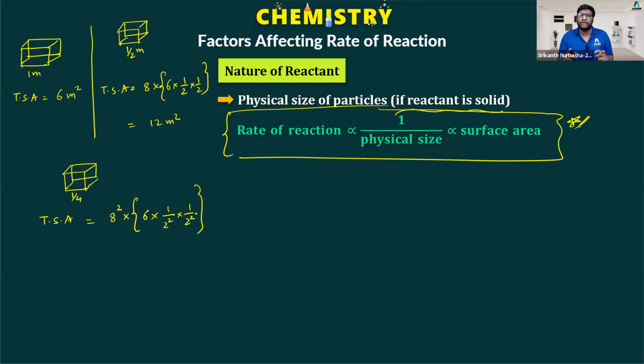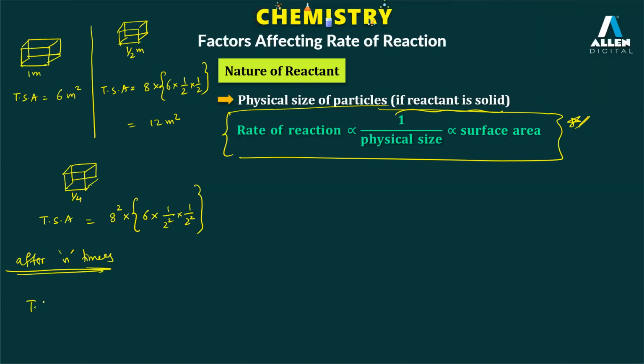Now I am doing the same division n times. I have taken a cube of edge length 1 meter. I have divided the cube in the x direction, y direction, z direction, and got 8 cubes. Every small cube I am dividing again in the x direction, y direction, z direction, getting more cubes. Again I am dividing. Like that I am repeating the procedure n times. So what is the total surface area after n times? How many cubes will I have? 8 to the power n.